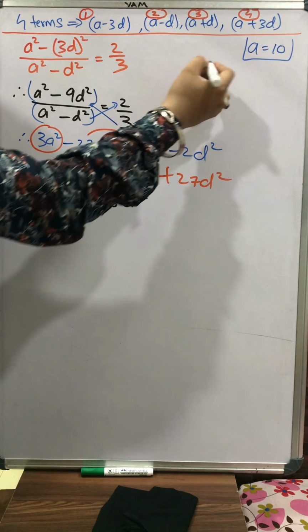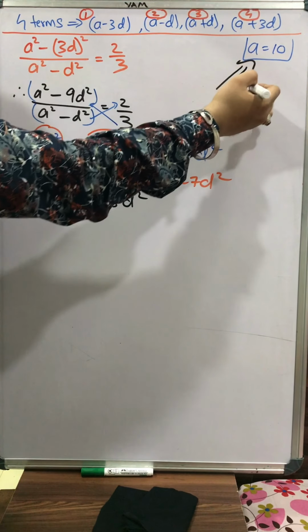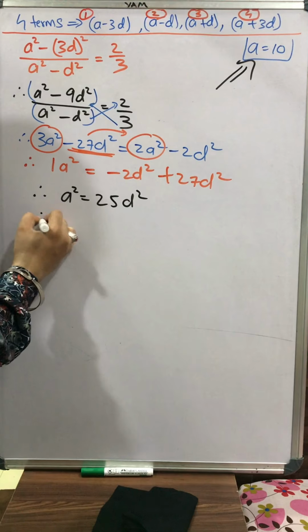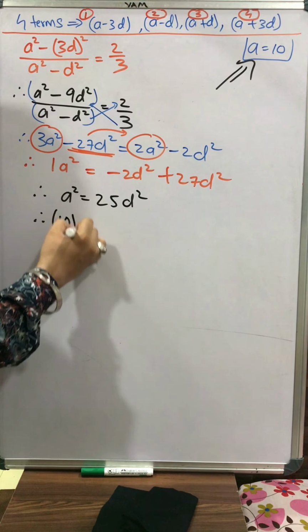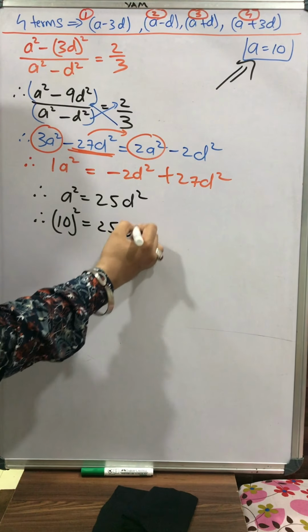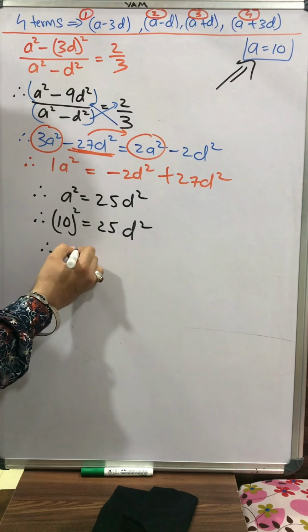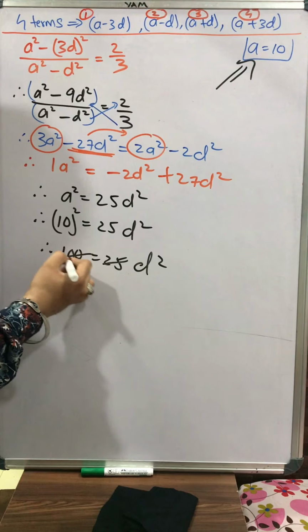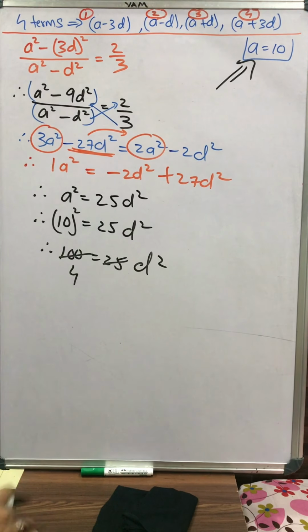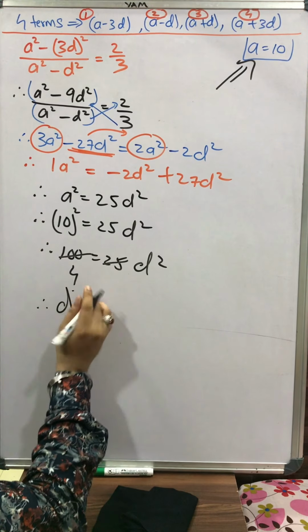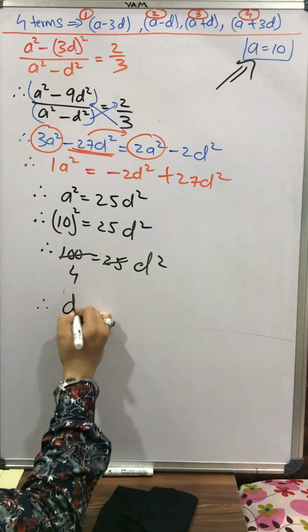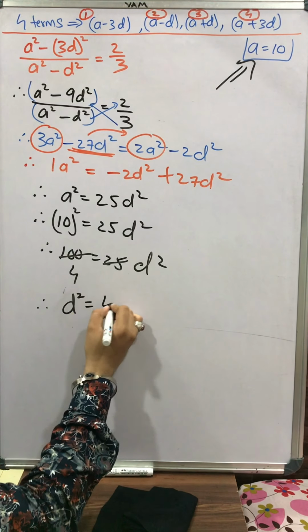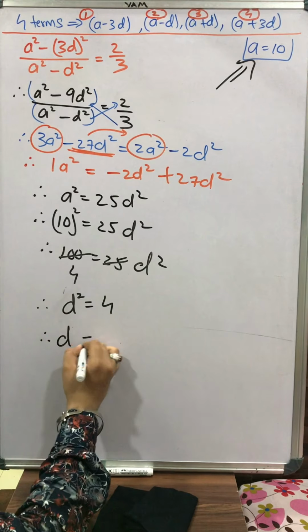Now students, comes the time to substitute this value of a. Value of a is 10. So therefore at the place of a I'll put 10. 10 square is equal to 25d square. Therefore 100 is equal to 25d square. 25 fours are 100, students. Pay attention, please pay attention. Therefore d square is equal to 4. Therefore d is equal to 2.